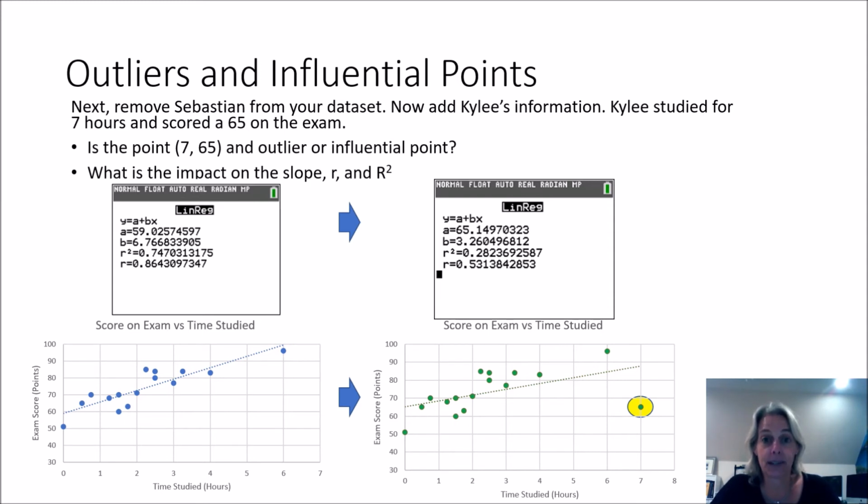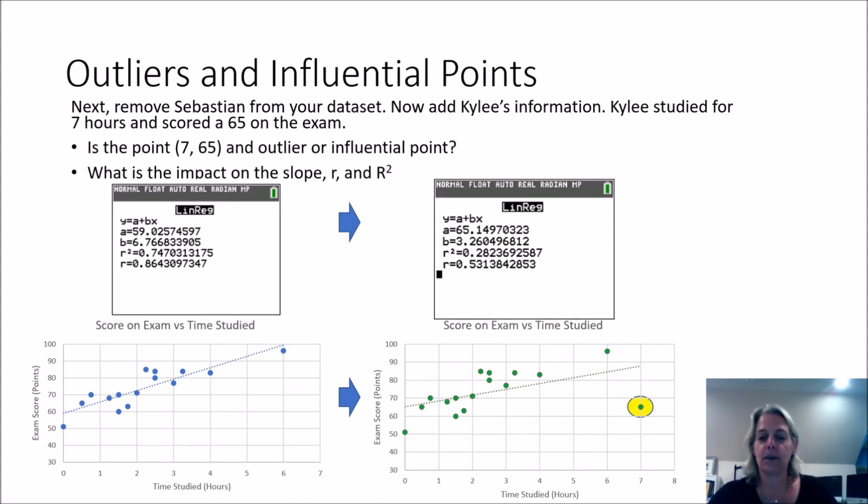So Kylie, poor Kylie, studied for 7 hours for this test, and she scored a 65. Now, did she really study all 7 hours? I don't know. But regardless, that's her data. So she scored a 65, having put in 7 hours of work.